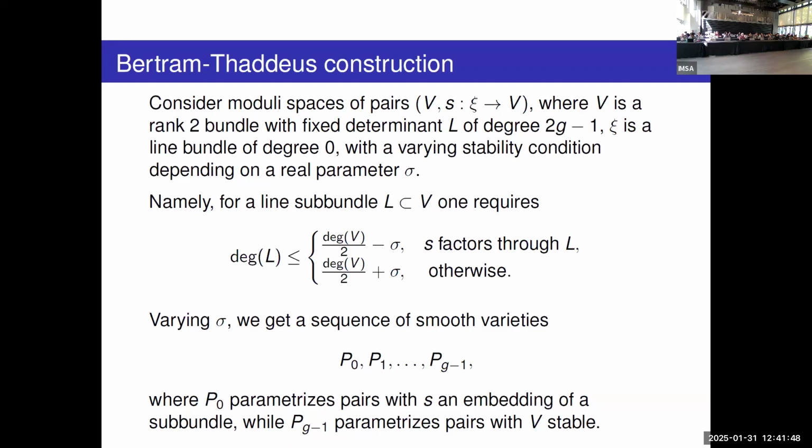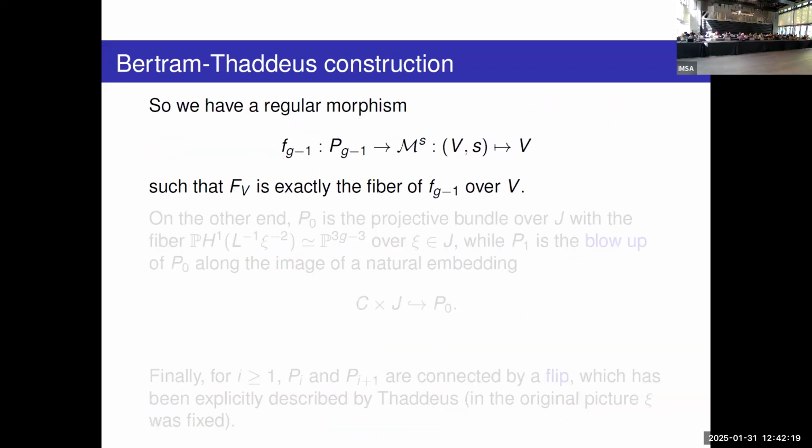Okay. So for large values of sigma, you allow V which is non-stable, and that's exactly the point. So somehow when sigma is large, if we don't vary this sign, you just get a projective space of extensions. And on the other end, you just get the moduli space of vector bundles with a section of stable bundles.